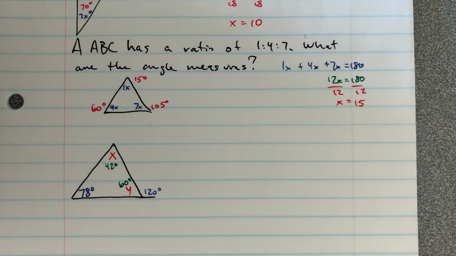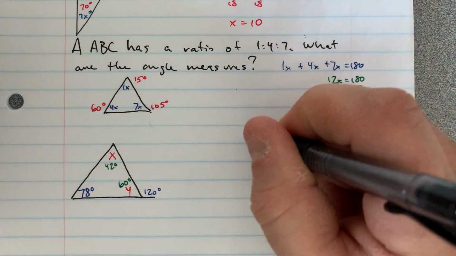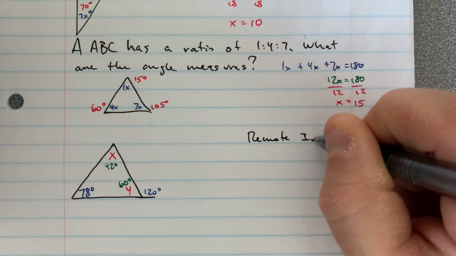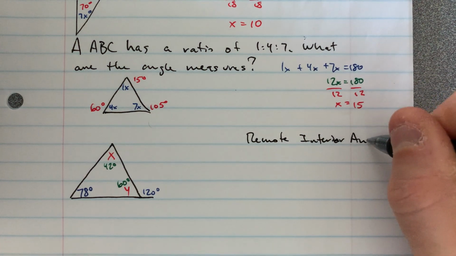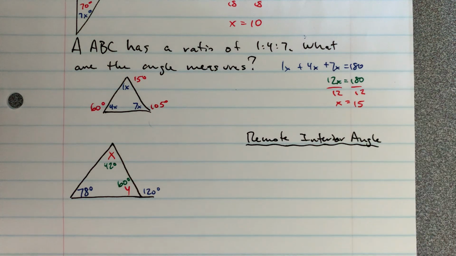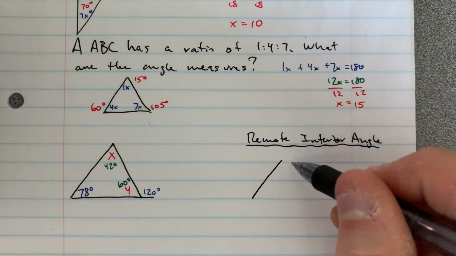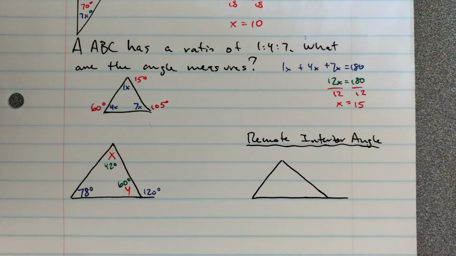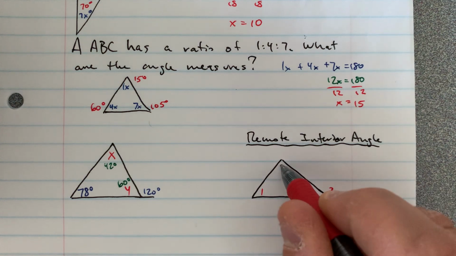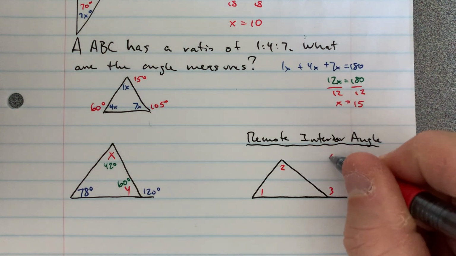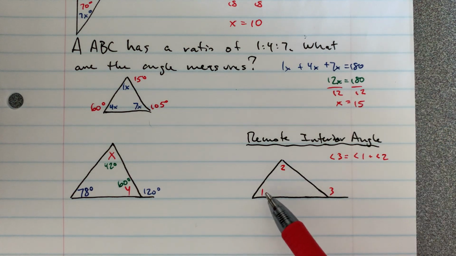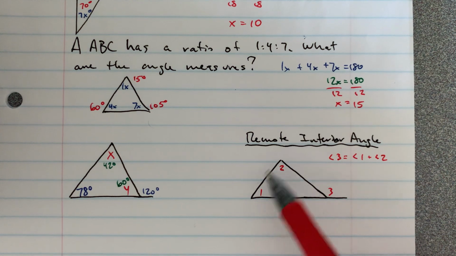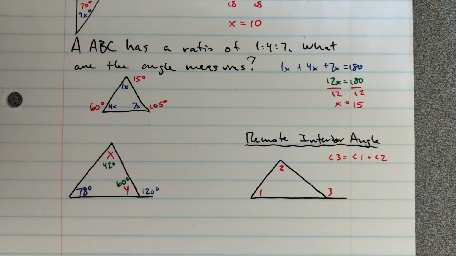Now I can use that information, or I can use something called remote interior angle rules. What that tells me is, if I draw this little diagram for you, if I have this exterior angle, we'll call it angle 3, and I've got angles 1 and 2 inside, the measure of angle 3 equals the sum of angle 1 and angle 2. So the two non-adjacent interior angles, if you add them up, will equal this exterior angle over here.